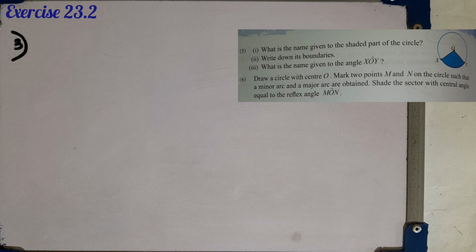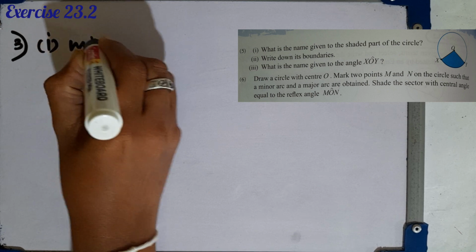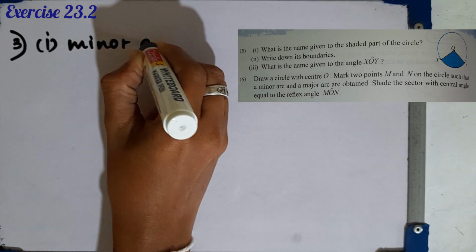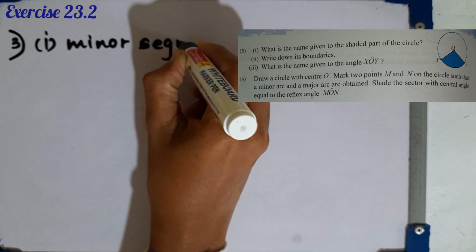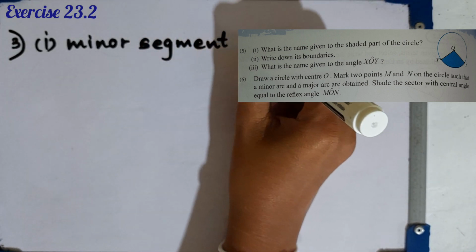We can name the segments like this. Minor segment PQR. So the first question, minor segment PQR.